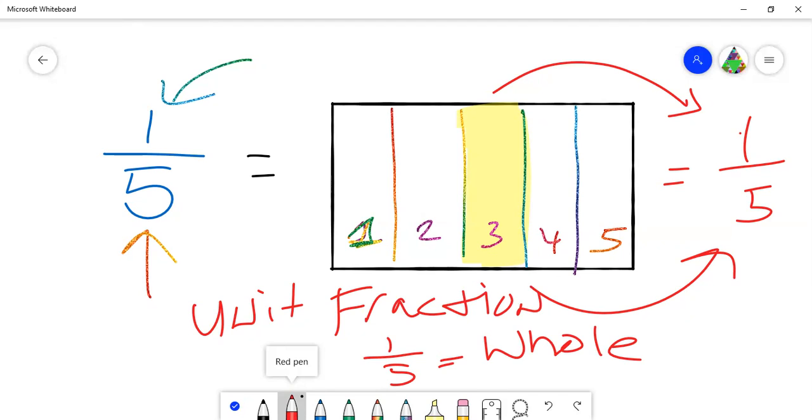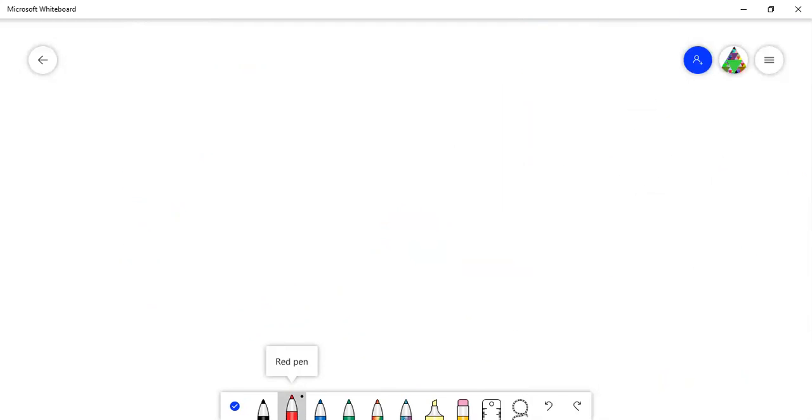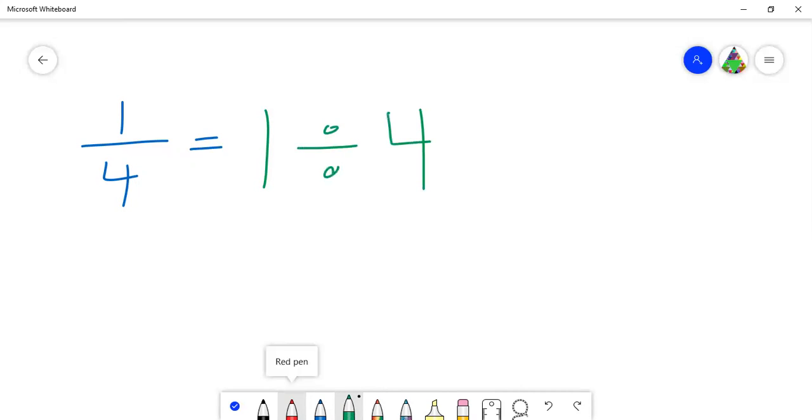Okay, let's go on. Let's continue to look at this in many different ways. And that's the thing about fractions, there's so many ways we can look at them. So I'm going to clear this out. I'm going to stick with unit fractions. So let's this time say 1 out of 4. Now, if I have 1 out of 4, what that means is I'm taking the number 1 and I'm dividing it by 4.